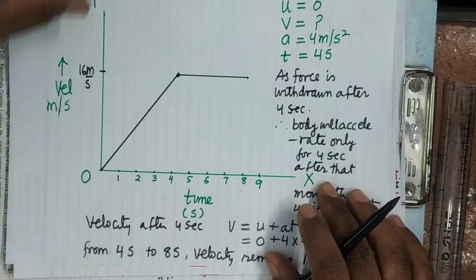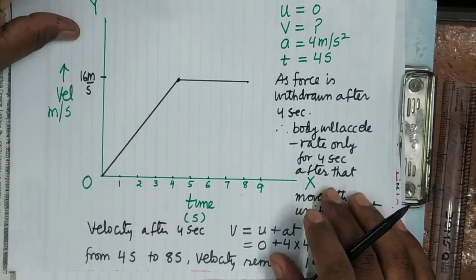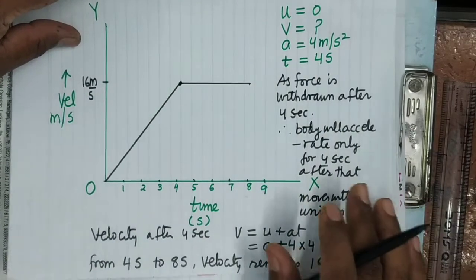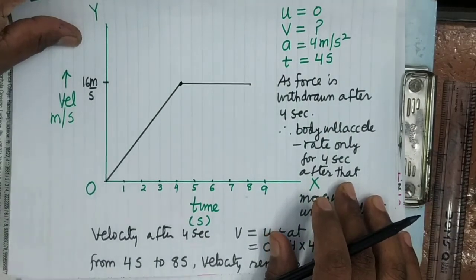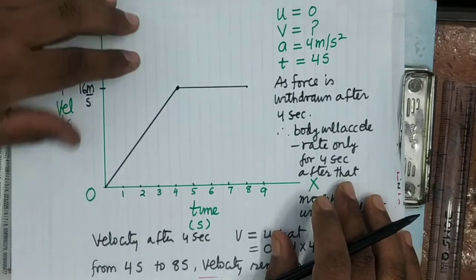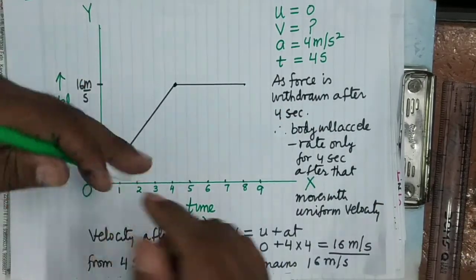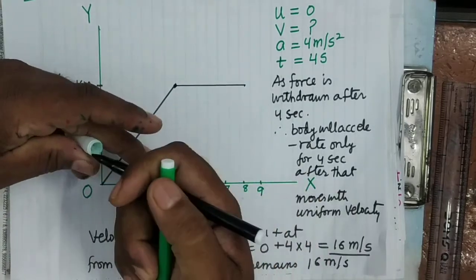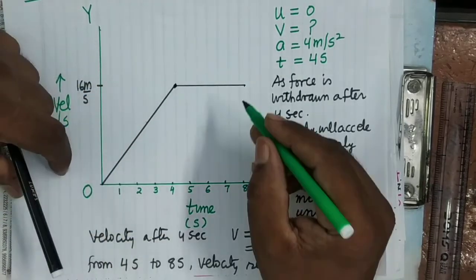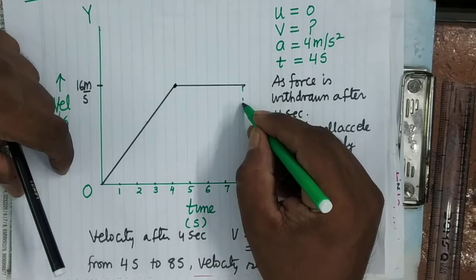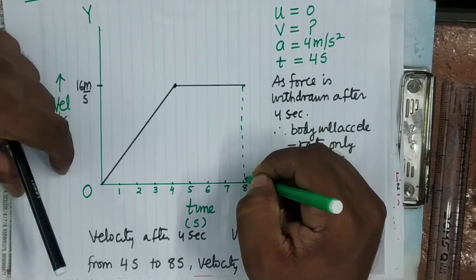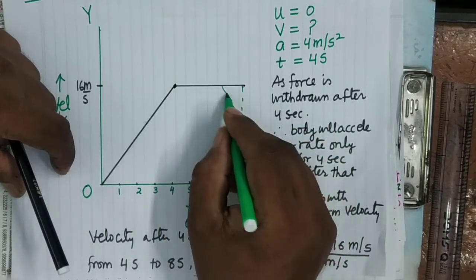So you have to draw the graph for the first 8 seconds that I have drawn. From the graph determine the distance traveled. So distance traveled, how will you determine? By calculating the area enclosed by the velocity time curve and the time axis, means this area.